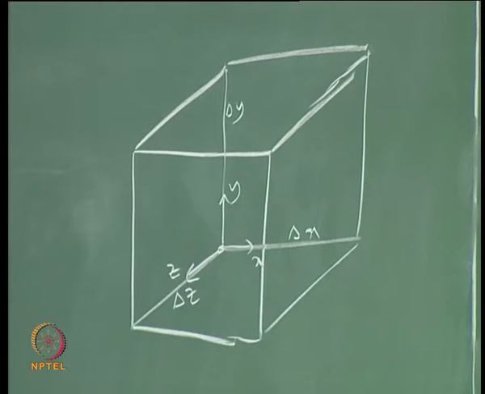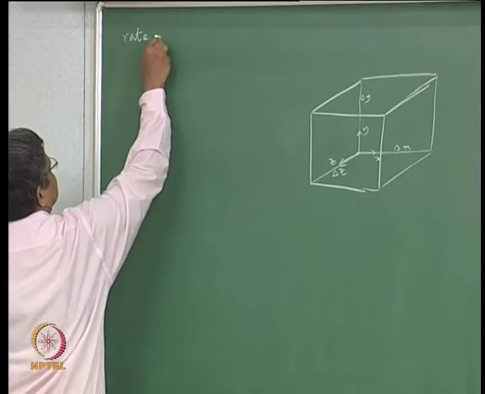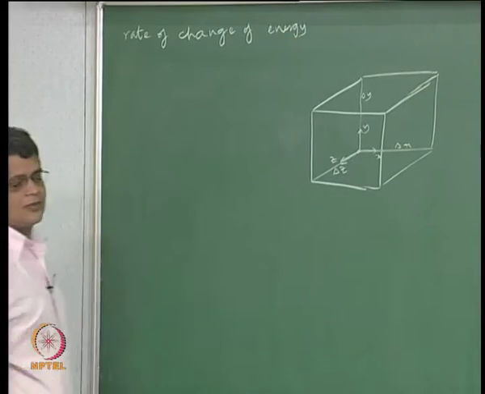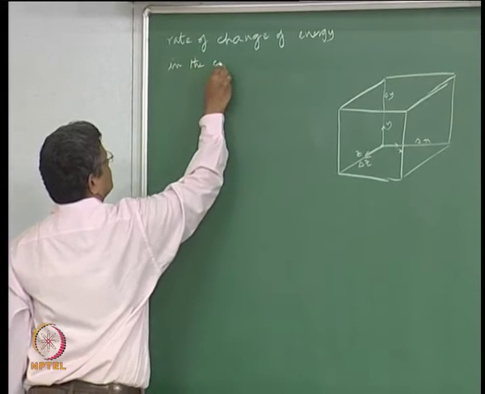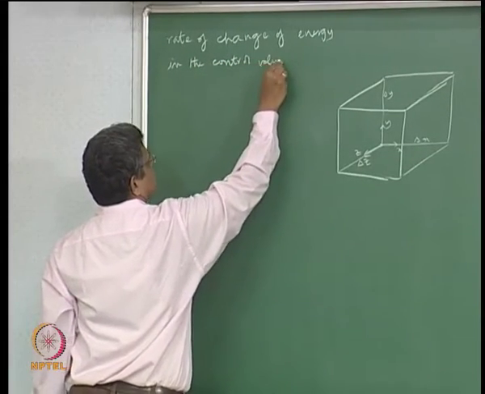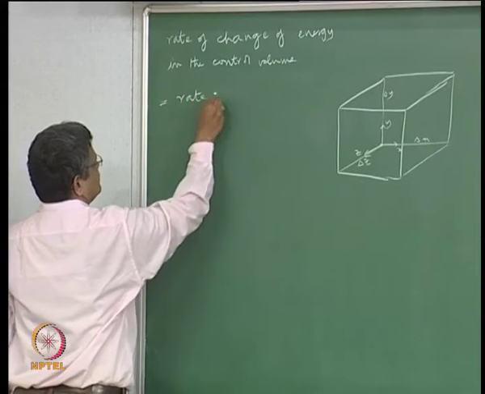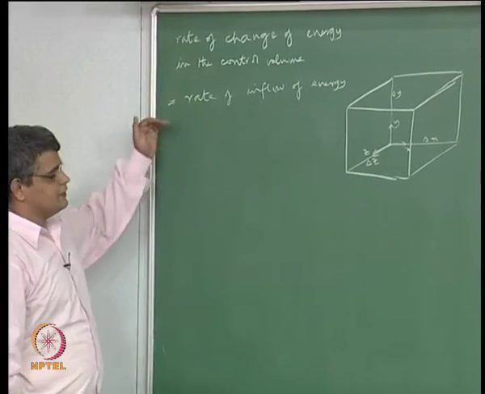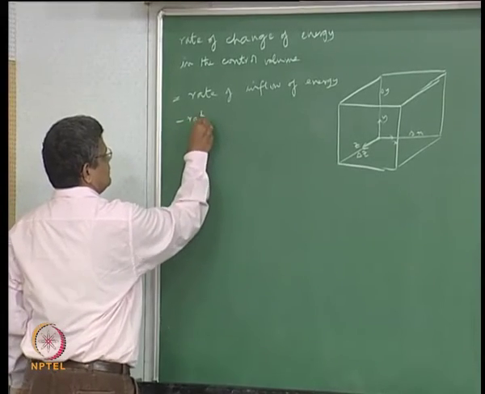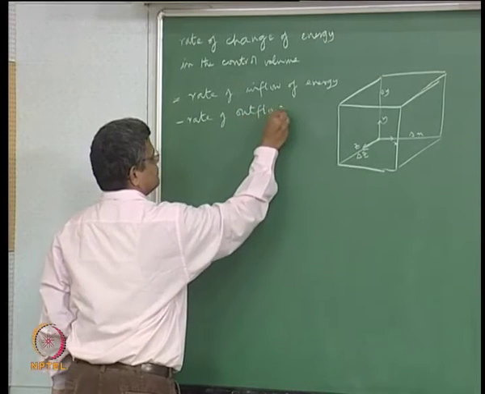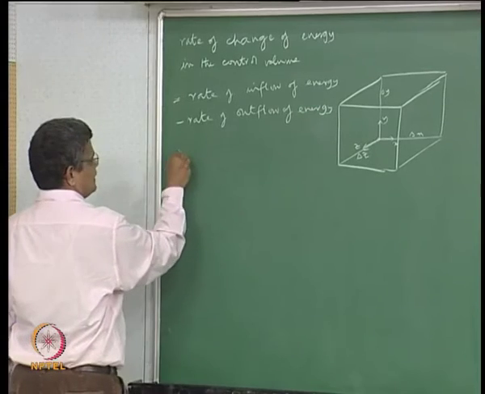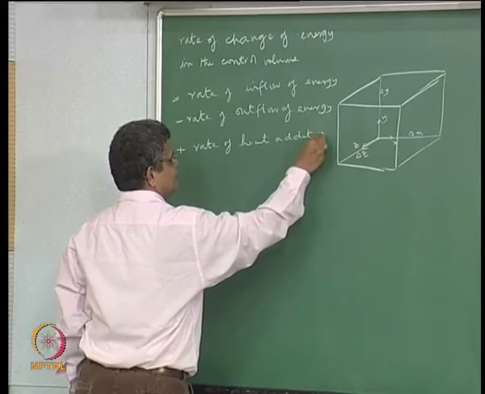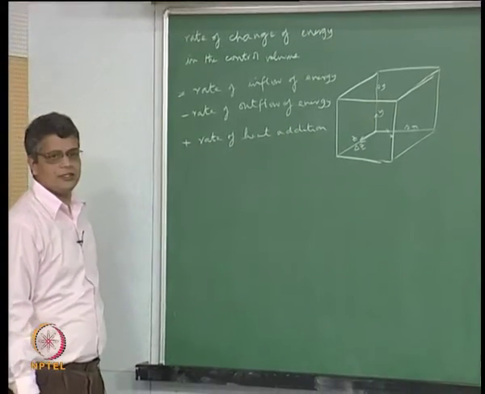And we can say that the rate of change of energy in the control volume is equal to the rate of inflow of energy, so when there is inflow then the energy increases, minus the rate of outflow of energy, plus the rate of heat addition to the fluid contained in the control volume.